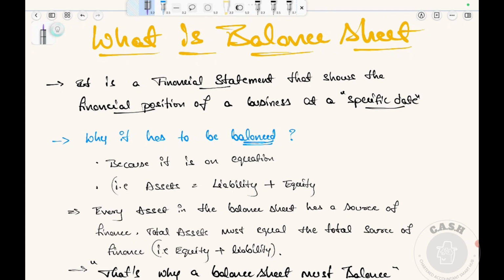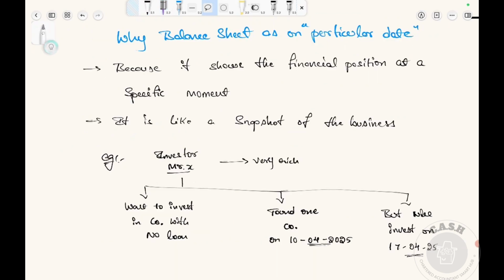When we connect it with the company, the company prepares a balance sheet for the same purpose, but here not for his friends, but for everyone who asks what this company is doing. Like for example, investors, public, government, bank, etc. So it prepares a statement, which is a financial statement that shows the financial position of that business at a specific date.